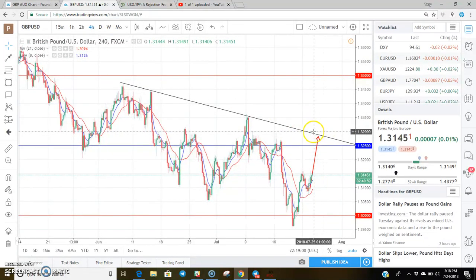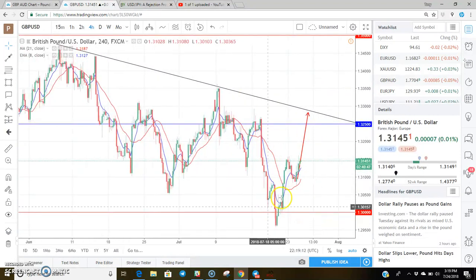Now, I do expect price to continue to the upside, but again, there's a lot of talk of Brexit, so I would be cautious when trading anything paired with GBP. There's always going to be that opportunity where price is going to drop or rise depending on the outcome of that, especially with Sallie Mae speaking.